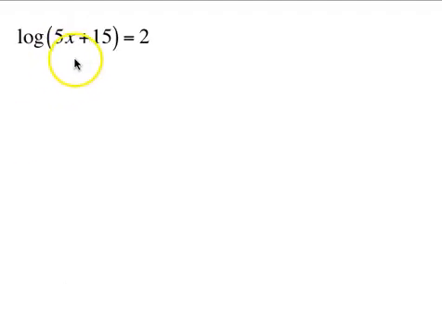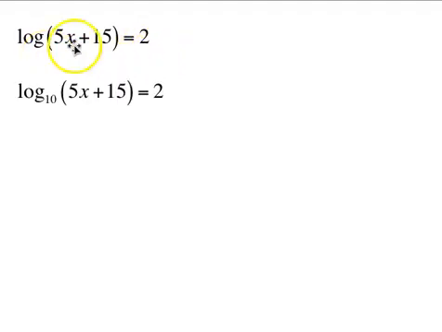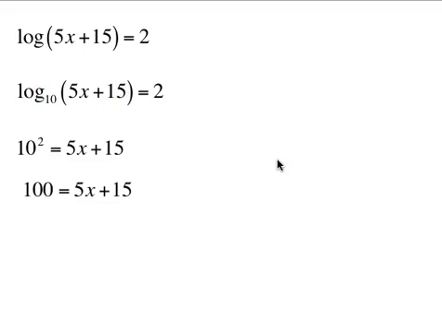Next we have log of 5x plus 15 is 2. Common log, the base is actually 10. So let's put that in for emphasis. Now 10 to the second power equals 5x plus 15. 10 to the second power is 100, so 100 is 5x plus 15. Subtract 15 from both sides. 85 is 5x. Divide by 5 and we get 17 is x.